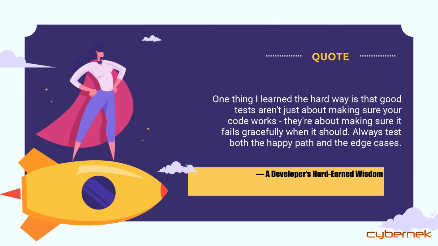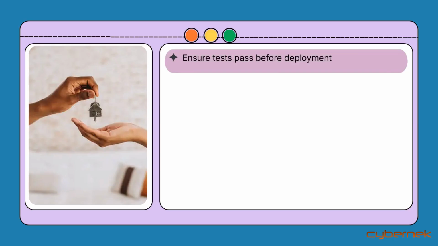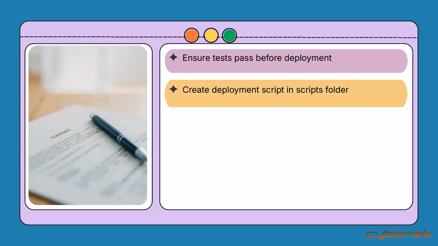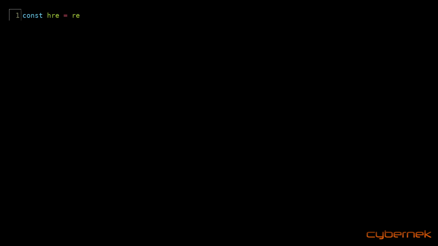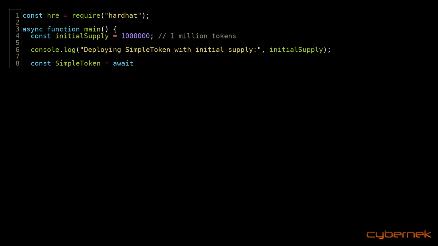A developer's hard-earned wisdom. Deploying your contract. Once your tests are passing, and please make sure they're passing, it's time to deploy. First, let's create a deployment script in the scripts folder. Deployment script that imports the Hardhat runtime, creates a contract factory, deploys with initial supply, logs deployment details, waits for confirmations, and includes proper error handling.